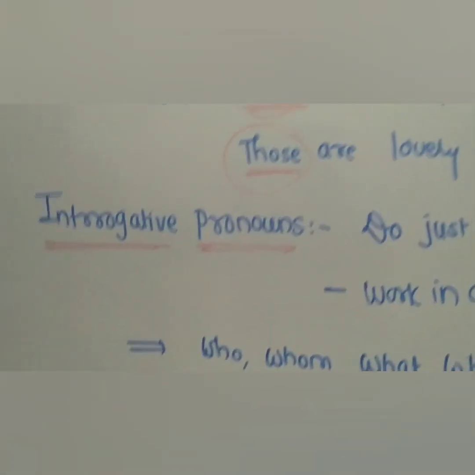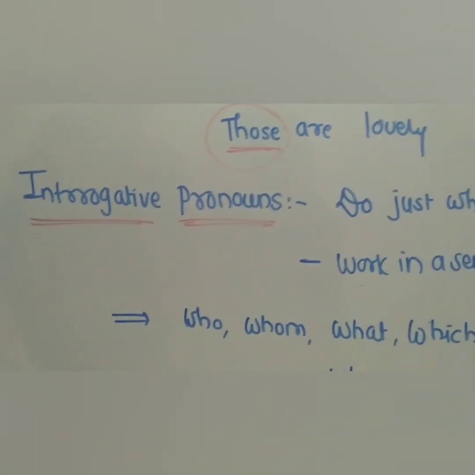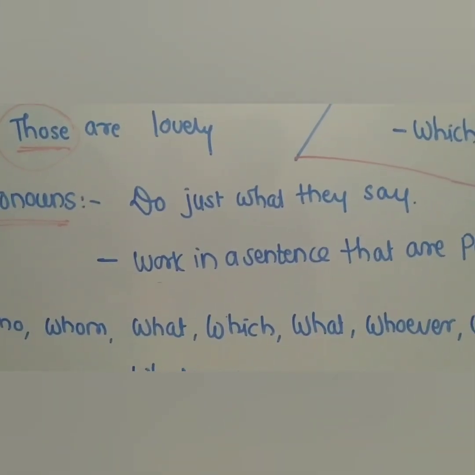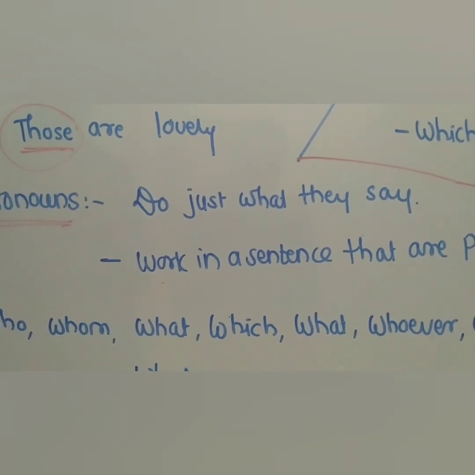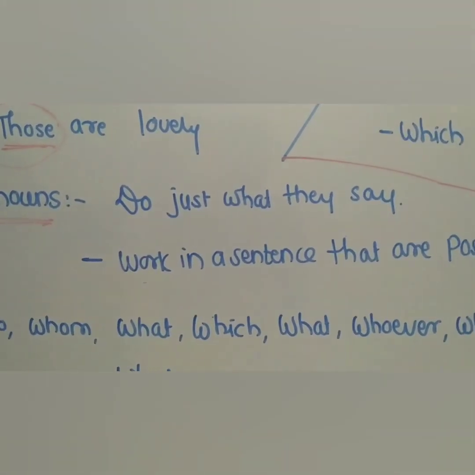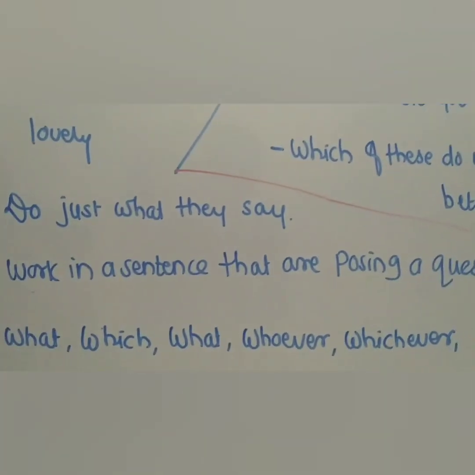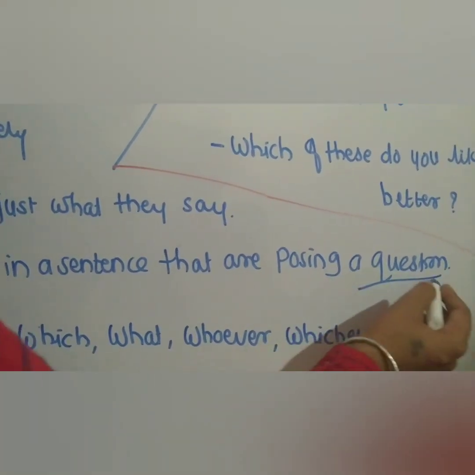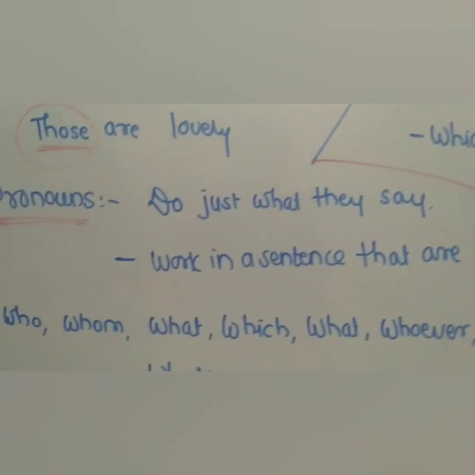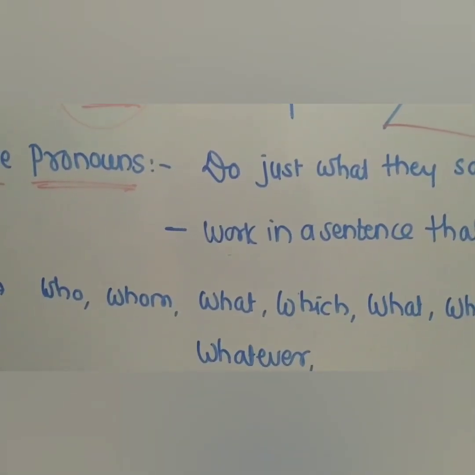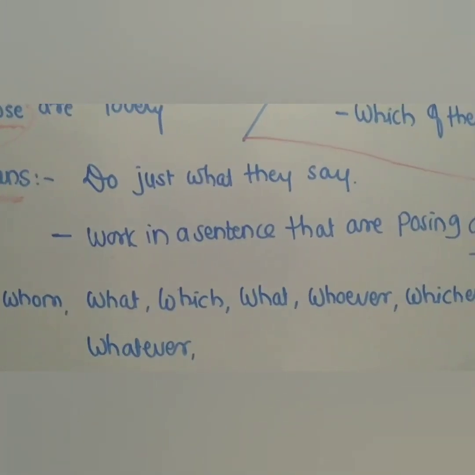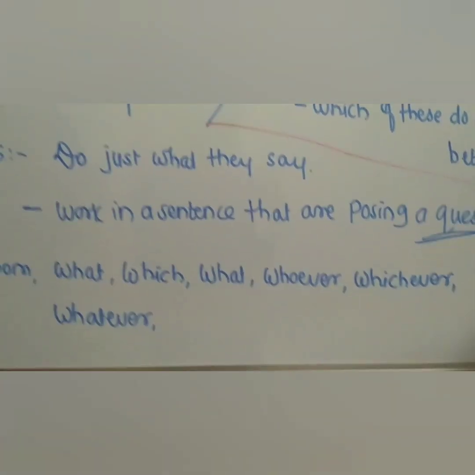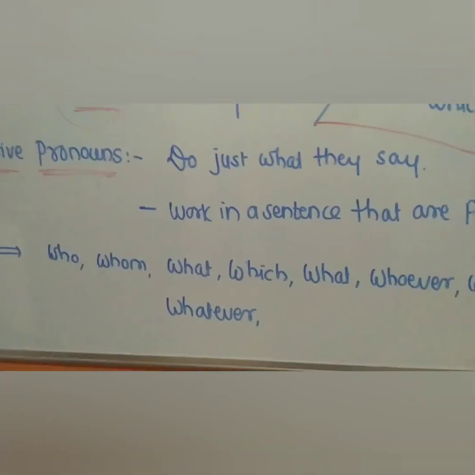Now the next type of pronoun is interrogative pronouns. Interrogative pronouns work in a sentence that is posing a question. So these are the types of pronouns we can use to ask questions in a sentence. The list of interrogative pronouns is who, whom, what, which, whoever, whichever, and whatever. This is the list of interrogative pronouns.